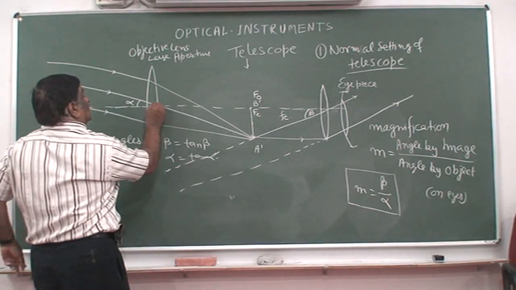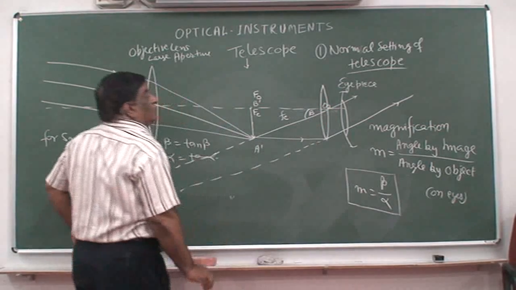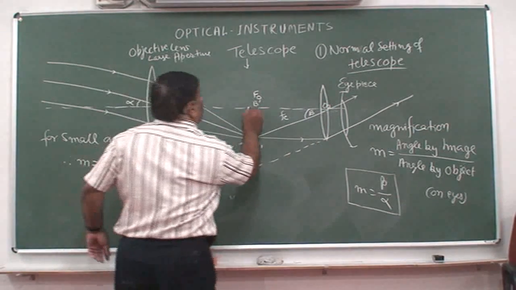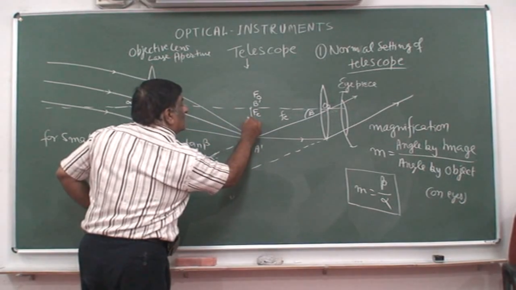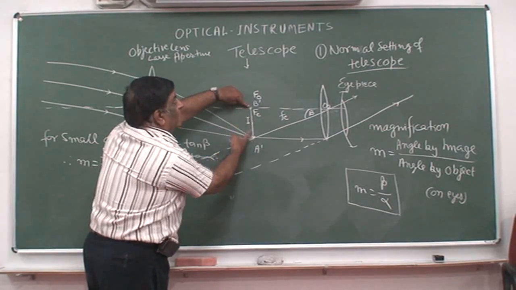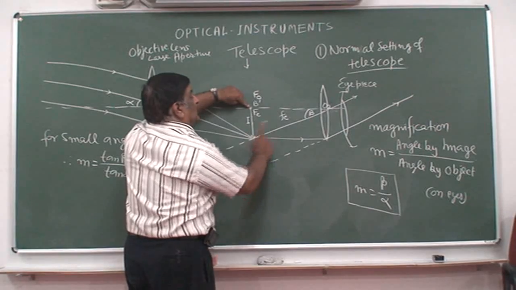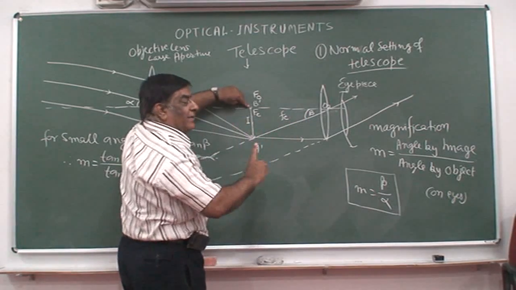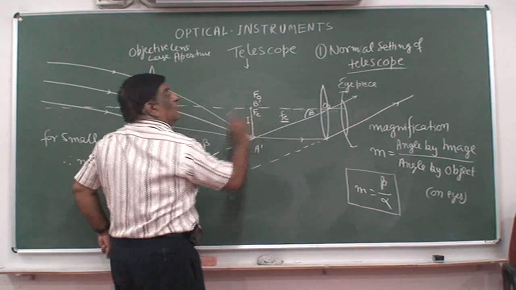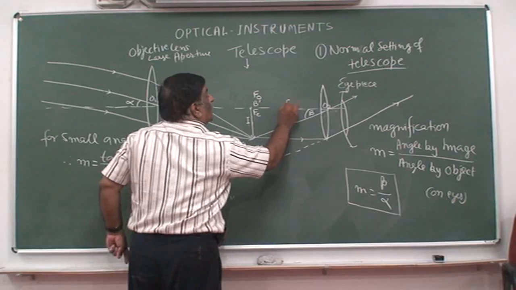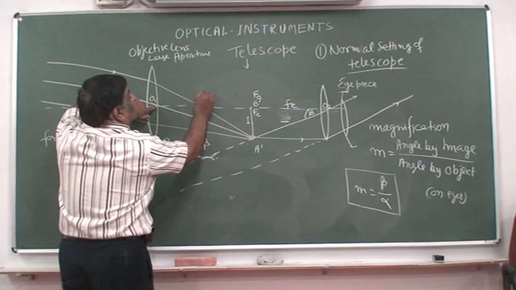If this is, let us say, O1 and this is O2, then let us say the length of this image is I. So I upon B dash O2, this is the tangent of beta. Again, this distance B dash O2 is equal to what? Focal length of eyepiece. Then what is this distance? This is focal length of objective.